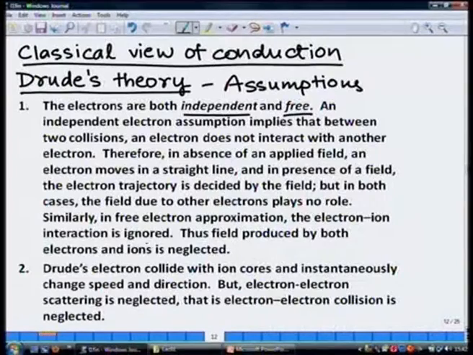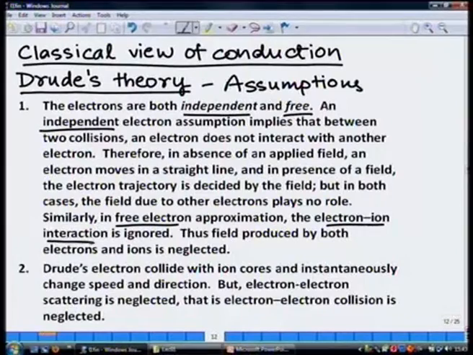So, therefore, it just continues to move in a straight line. If you apply another external field, then of course, it follows the external field, but not if you do not apply the external field. Similarly, you think of free electrons. So, there is an independent electron I have just explained. Similarly, you can think of free electron approximation, where he also neglected, remember this electron and ion would have a Coulombic interaction between them.